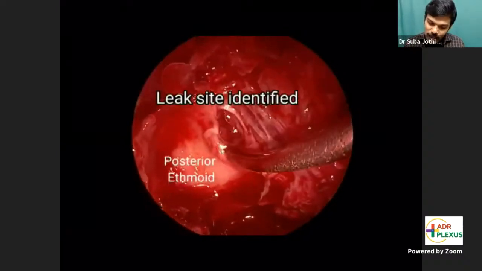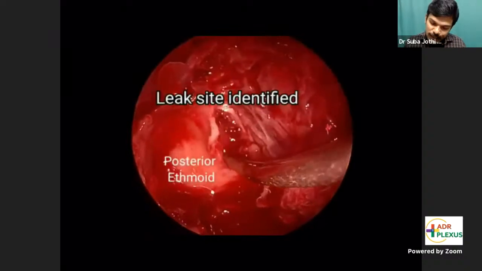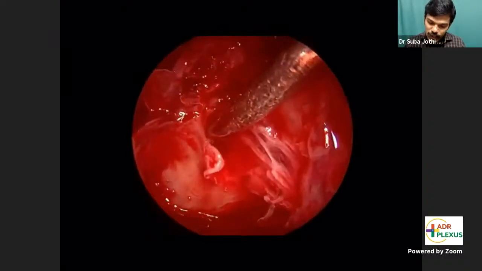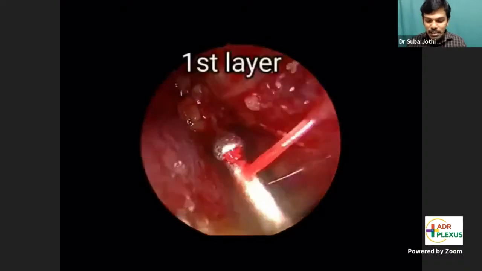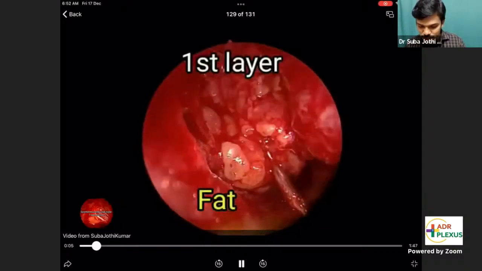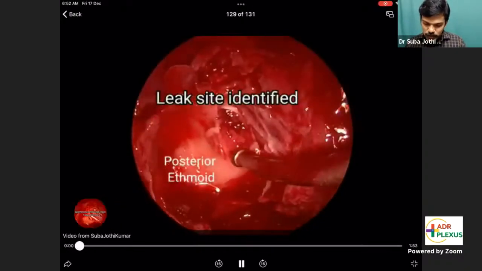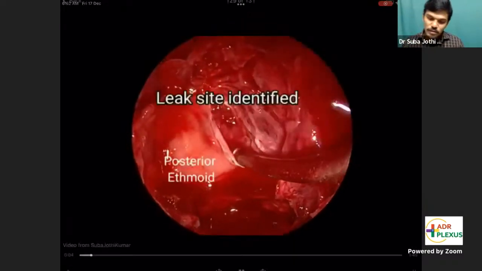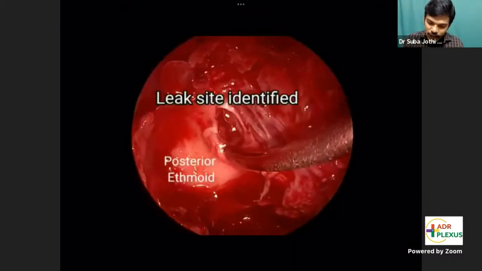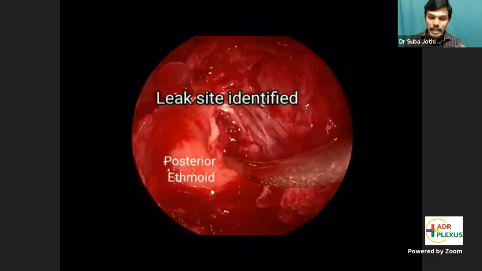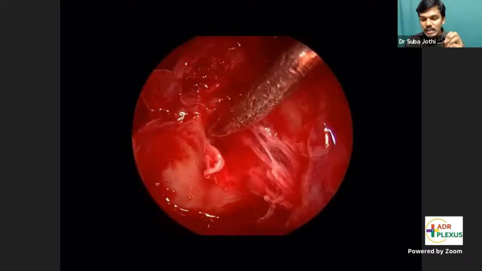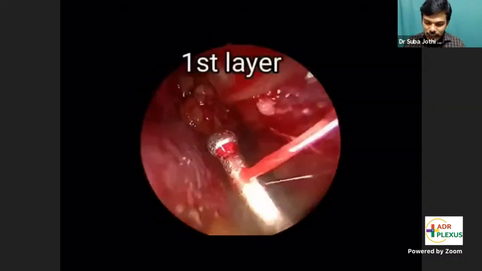Just see, this is our leak site present at the cribriform plate. This is posterior ethmoid. So see how rapidly the leak is coming. I'll show again, so you just have orientation of this endoscopic picture. Here the leak site is identified at the roof of the posterior ethmoid. So this is a bigger leak. It is almost a 7 millimeter leak. So leak site is identified.